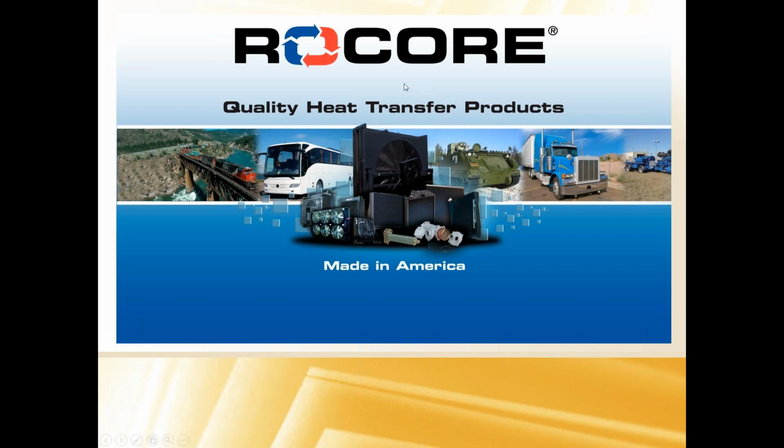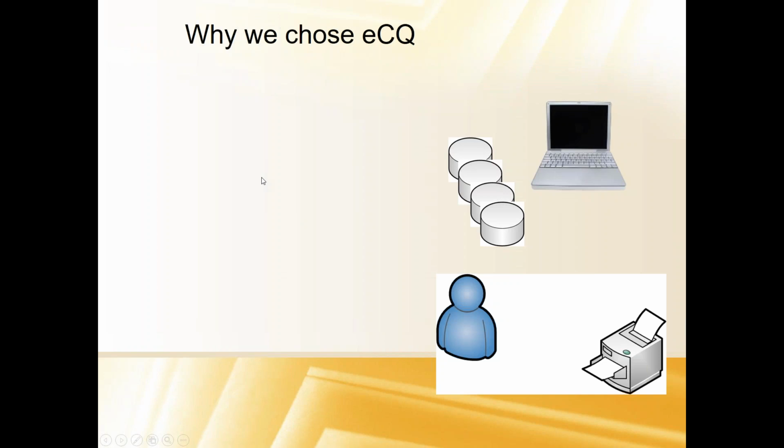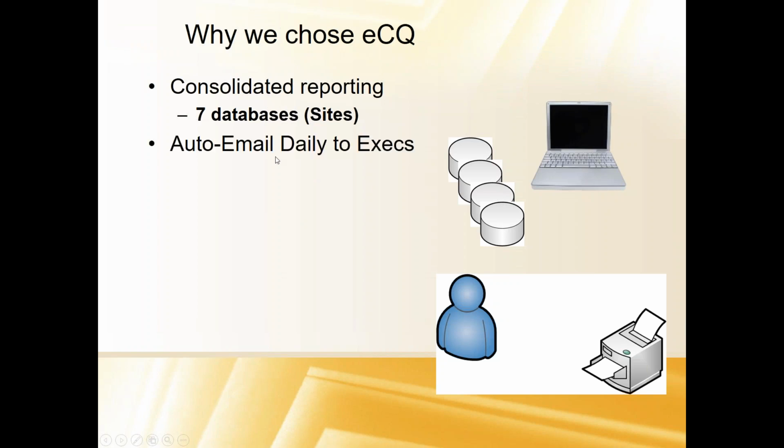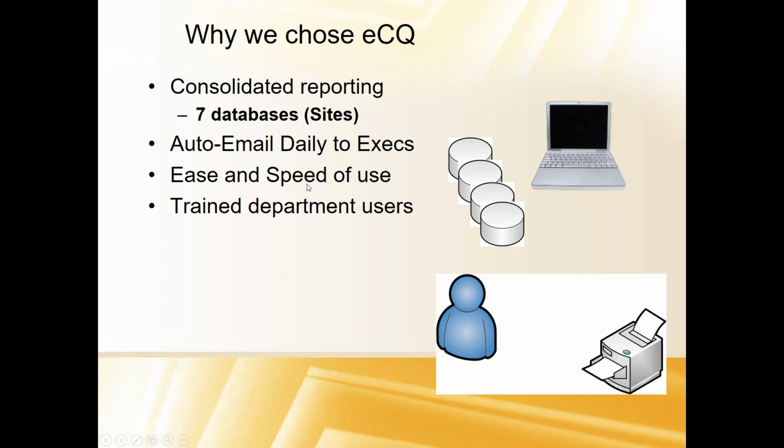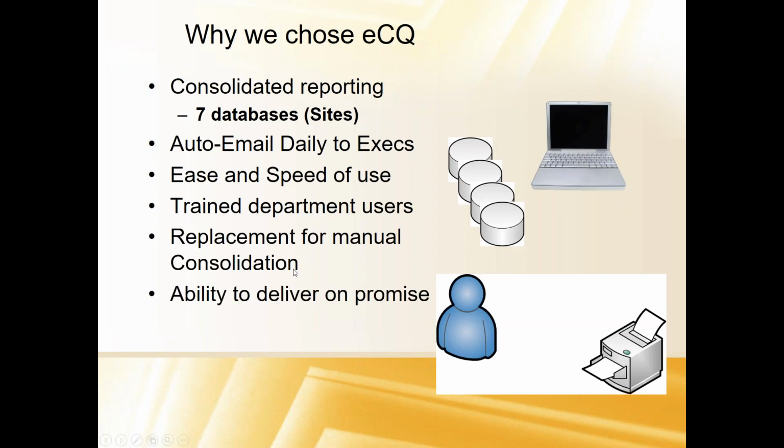Another one of our customers distributes heat transportation or heat distribution, radiators and things like that. And they wanted to have a series of dashboards that they could send out every morning. So when asked why they chose ECQ, they said, number 1, we needed to consolidate data from multiple different databases, but we needed to automatically distribute dashboards to the executives every morning. They were looking for something easy and fast, something where they could train the department leads, and they would then be able to build their own reports and dashboards. They wanted to replace manual consolidation, and something they called delivery on promise. If they promise the user a dashboard, they want to make sure they'd be able to deliver it.